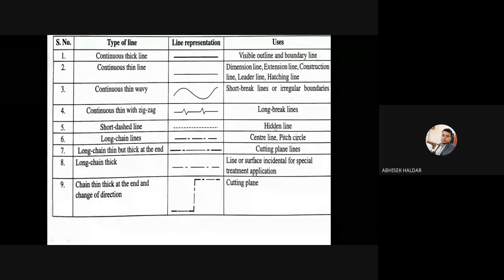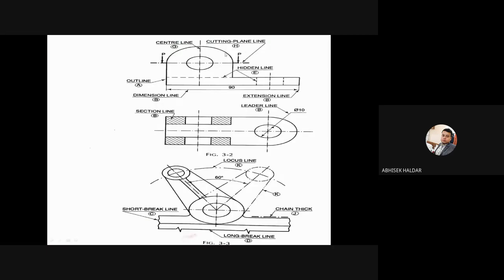Next I'll show you these dimension lines, extension lines, construction lines, along with these hidden lines in a particular figure. This is one machine component, and this is the front view of that object, and this is the top view. If I see these two figures, you can see there are different types of lines that I have just discussed in the last slide.